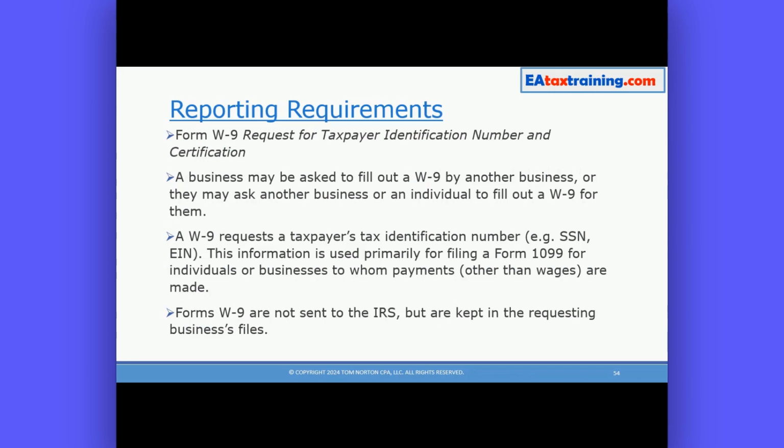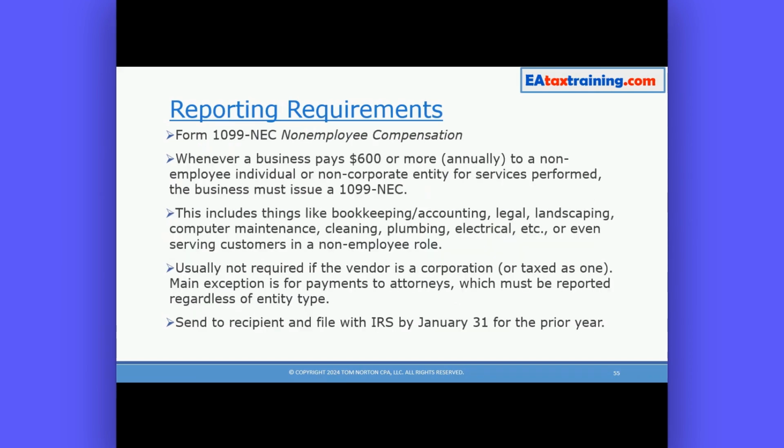And we'll talk about 1099s here on the next slide. But if you think as a business owner that you may have to file a 1099 and issue a 1099 to someone, to another person or to another business, then you send them a W-9 to get their taxpayer identification number and their business or individual name and address so that you can then file that 1099. And again, these are not sent to the IRS, but they are kept in the business's files.